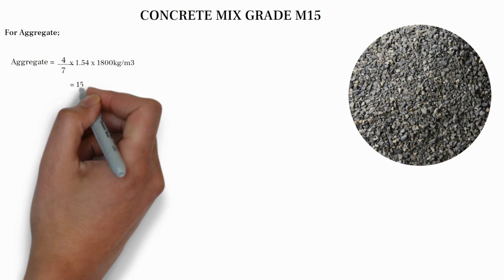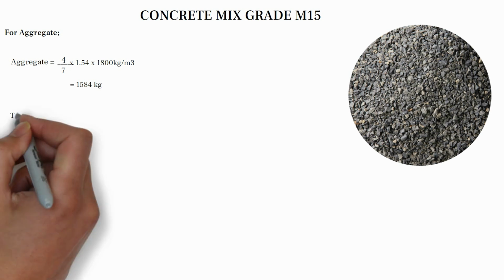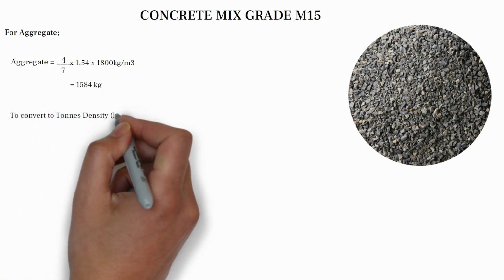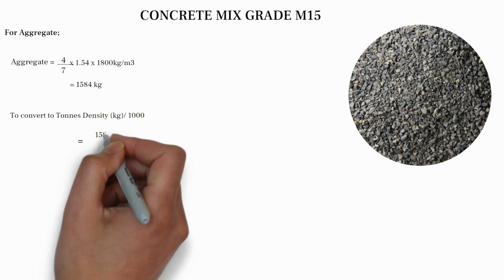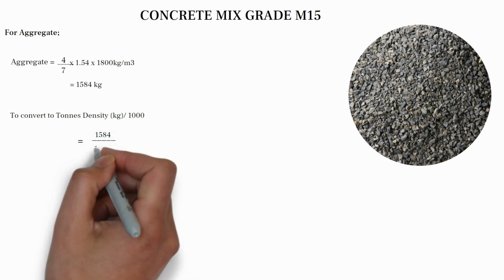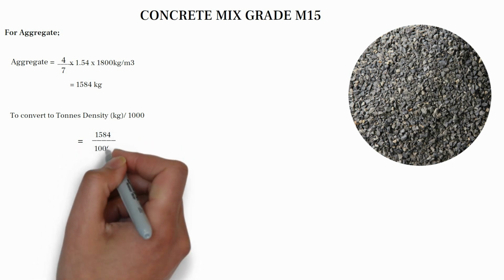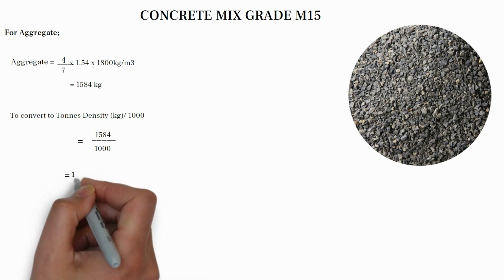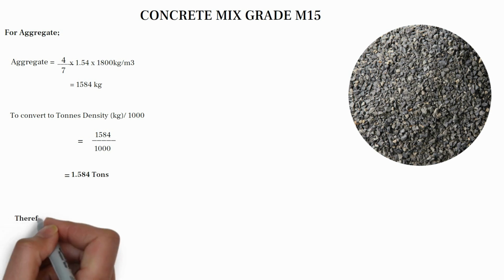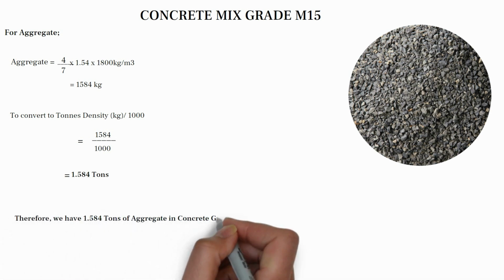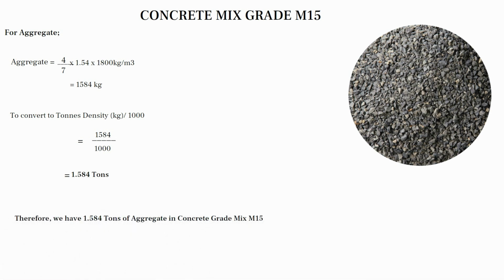For aggregate, 4 divided by 7 multiplied by 1.54 multiplied by 1800 kg per meter cube. We have 1584 kg. To convert to tons, density in kg divided by 1000, we have 1.584 tons. Therefore, we have 1.584 tons of aggregate in concrete grade mix M15.